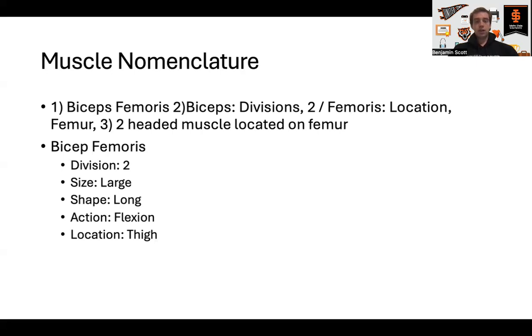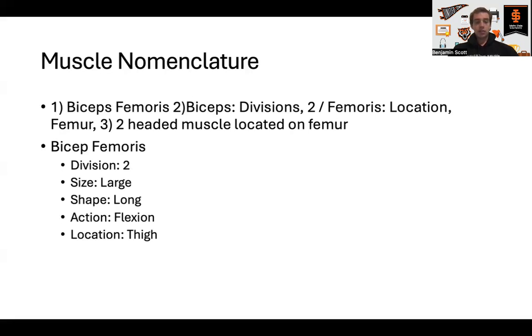Then you look at the other part of the name, femoris. Femoris is in relation to location. Femoris is referring to the femur. And the last part is putting that all together. Biceps femoris means two-headed muscle located on the femur.